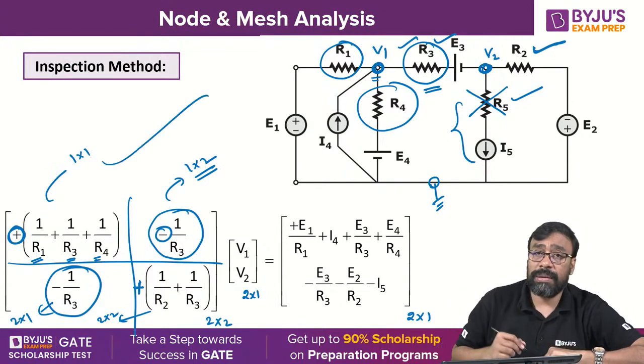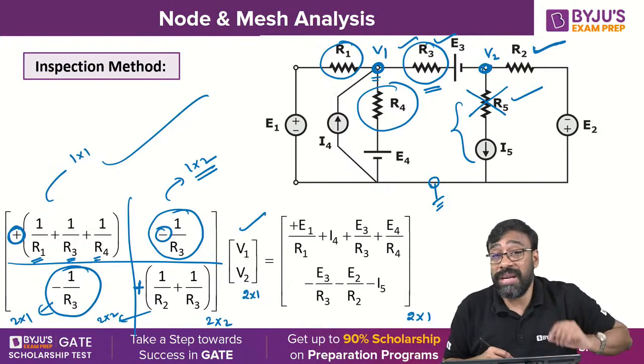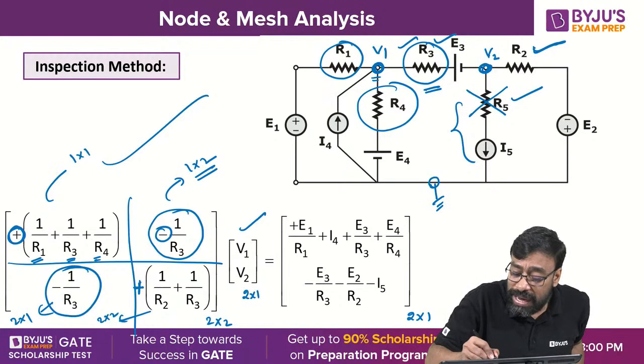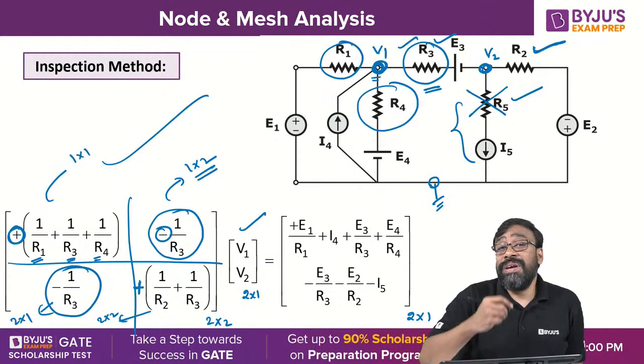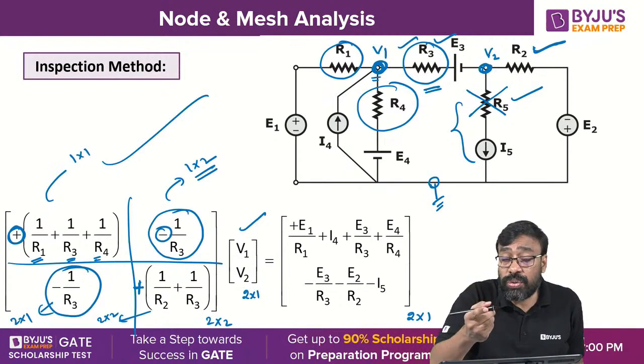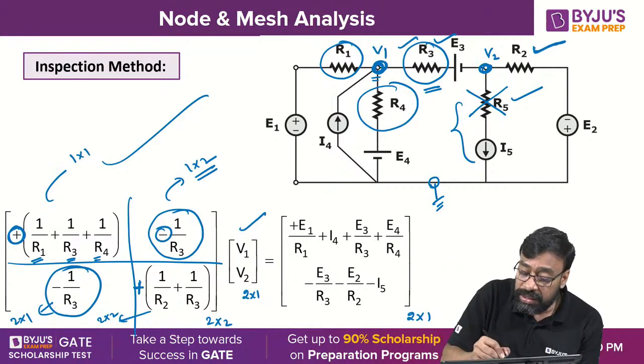This matrix is over. Then V1, V2 is equal to, now you have to be very careful here. At node 1, how many branches are connected? 4 branches. And in each branch, there might be one current source or there might be one voltage source. Or there might be no source at all. Yes or no? Look at this. In this particular branch, there is a voltage source.